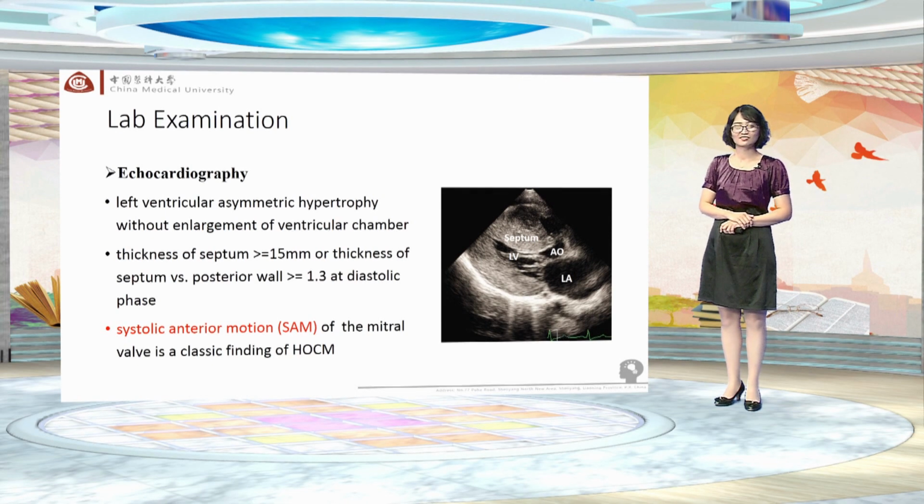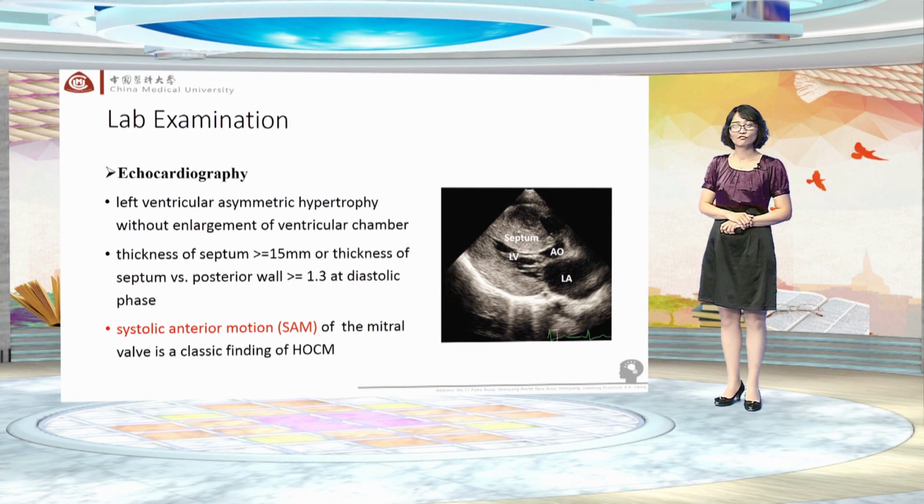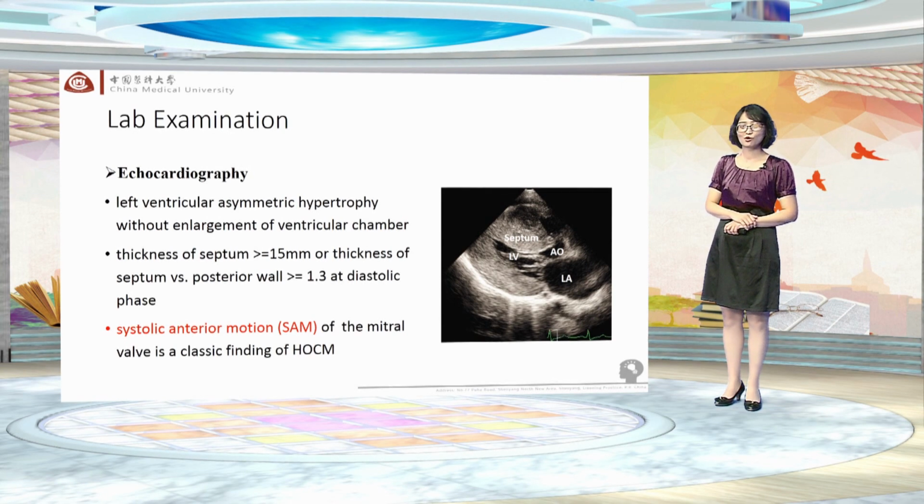Echocardiography is a simple method for identification of HCM with specific findings. The typical manifestations include asymmetric hypertrophy of the left ventricle without enlargement of ventricular chamber. Usually, the thickness of septum is over 15 mm, or the thickness ratio of septum to the posterior wall is over 1.3 at diastolic phase. Some phenomenon, also called systolic anterior motion of the mitral valve, is a classic finding of obstructive HCM.